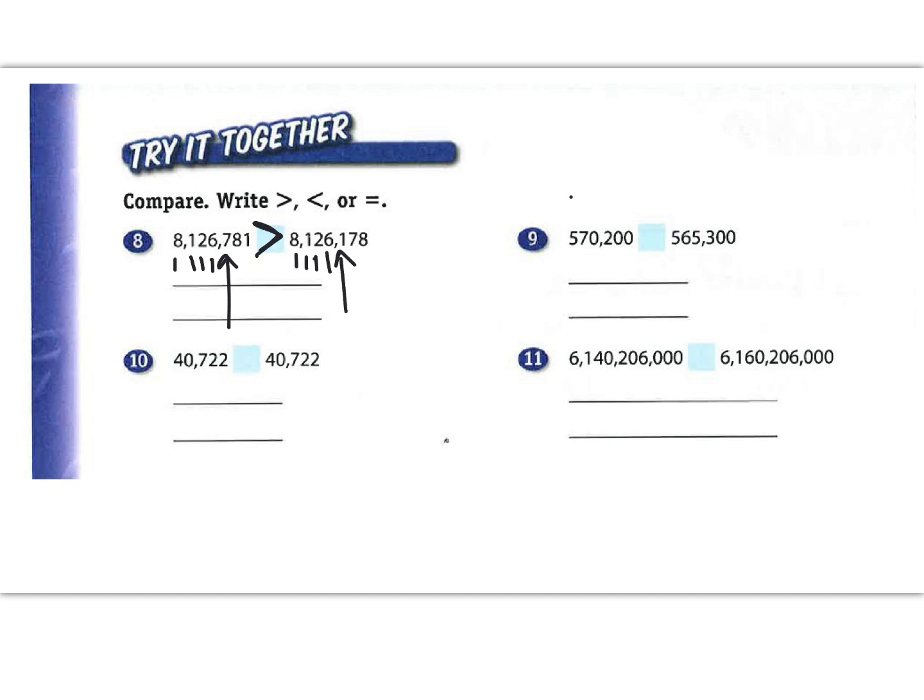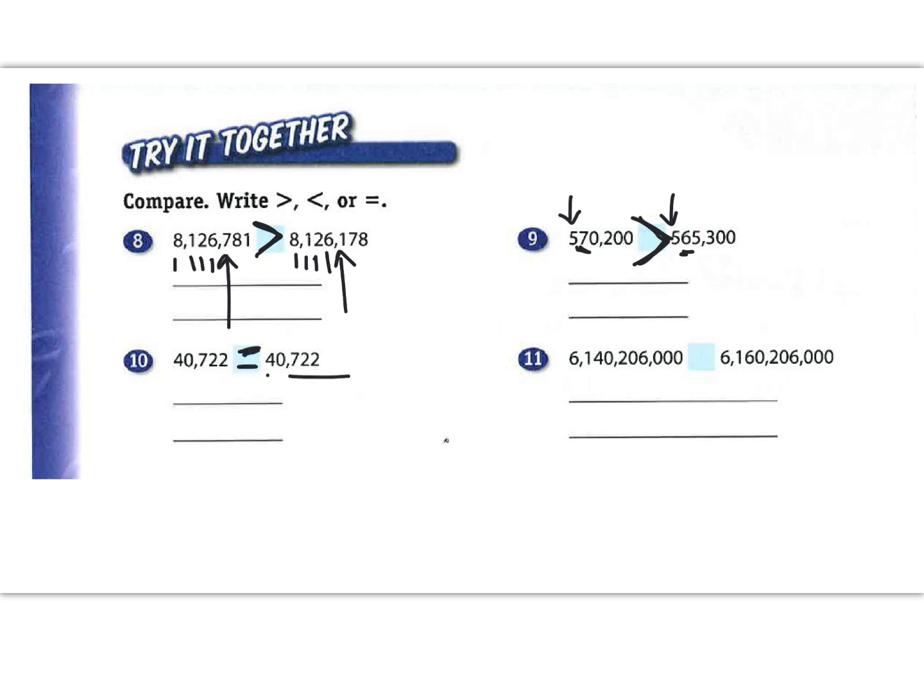This one, number 9, we have 500,000, 500,000, but then look at that next number, the 10,000s. This has a 7. 7 is greater than 6, so this number is greater than. Here we have 40,722, 40,722. That's exactly the same, so that is equal to.